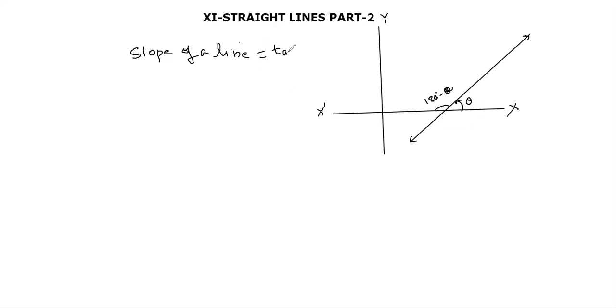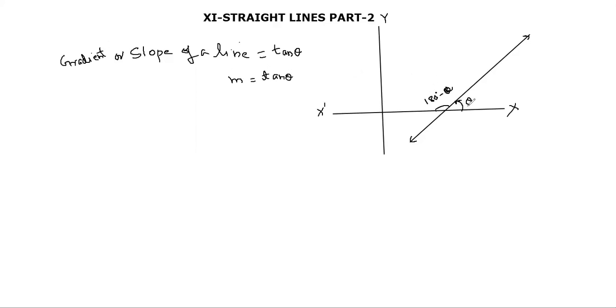The slope of a line is the tangent of the angle of inclination, that is tan theta. Tan theta is called the slope of a line, and it is denoted by m. M is called the slope of a line, and m is also called the gradient of a line. Gradient or slope, it is one and the same thing.